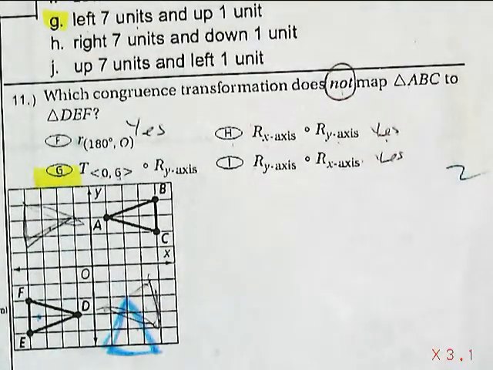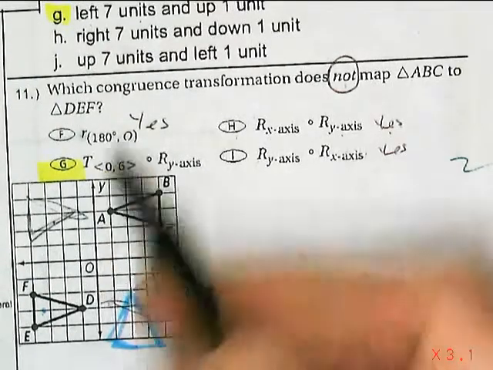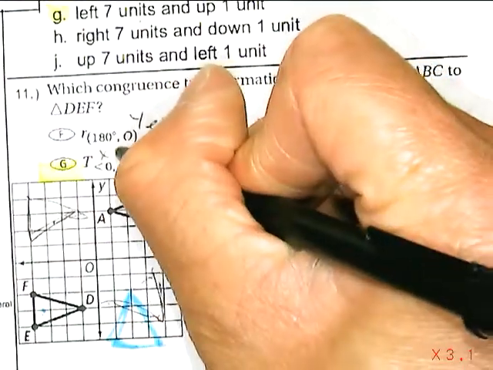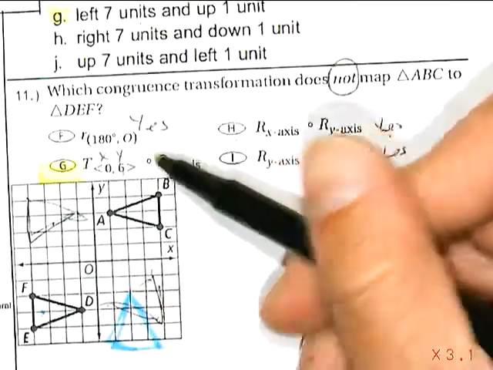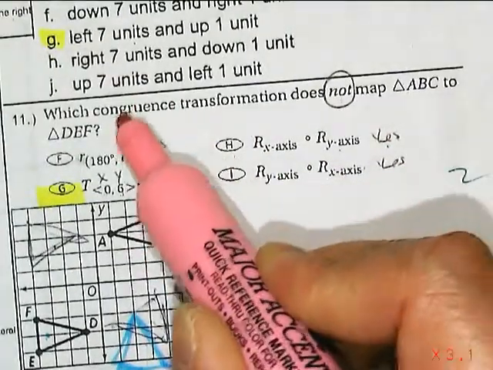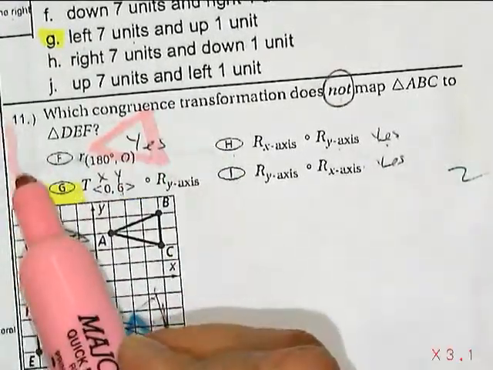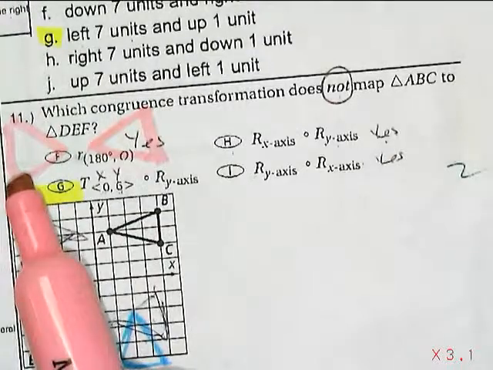Letter choice G does not map it, because if you translate it, this means 0 on the x-axis, this means positive 6 on the y-axis. You're essentially taking that triangle ABC, and now it's like way up here. And then you reflect it over the y-axis, and it'll still be something like way over here. Okay.